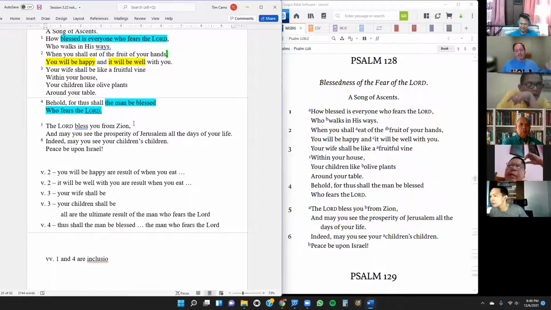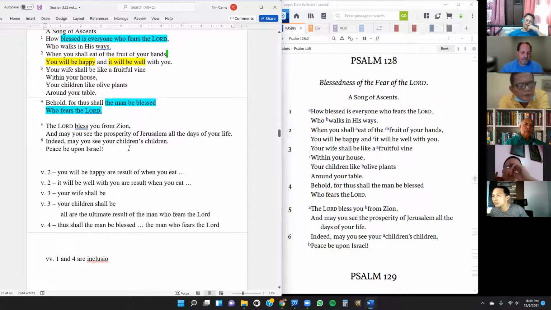And as we talked about before, in the first 4 verses, the focus is on the man who fears the Lord and the results in his life. Verses 5 and 6 are a prayer related to the man who fears the Lord and the hoped for impact on the community, Jerusalem, his grandchildren, and even on the nation.